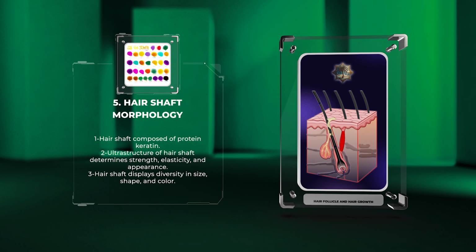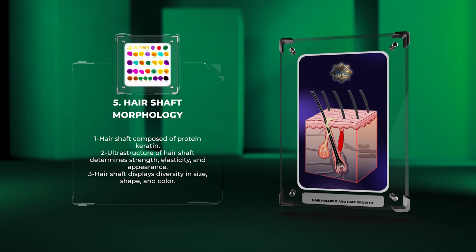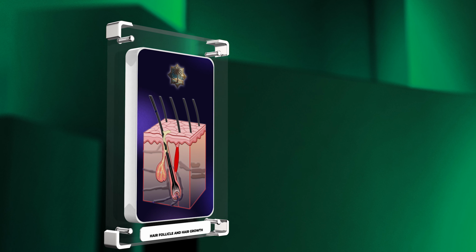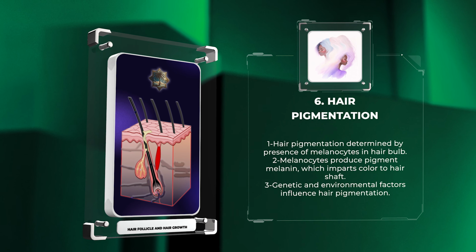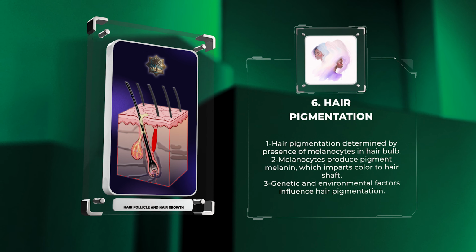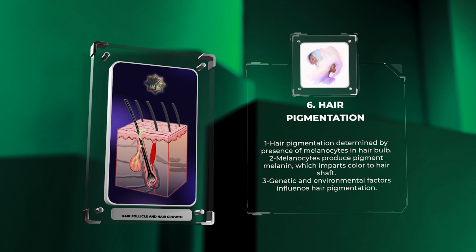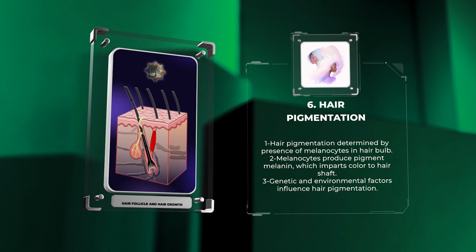The ultrastructure of the hair shaft, including its cuticle, cortex, and medulla, determines its strength, elasticity, and overall appearance. Hair pigmentation is determined by the presence of melanocytes, specialized cells located in the hair bulb. Melanocytes produce a pigment called melanin, which imparts color to the hair shaft. Genetic and environmental factors influence hair pigmentation, resulting in various shades from blonde to black.